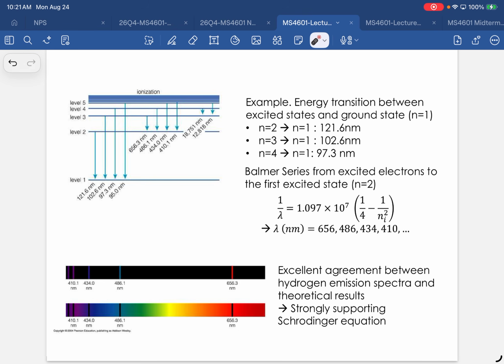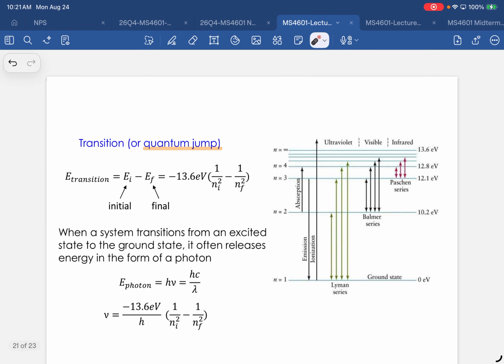Okay? So this is the Balmer series, and each of these is essentially called a different name. For example, when we talk about just the ground state, it's called the Lyman series. First excited state, Balmer series, and second excited state, Paschen series. Okay, we just named it this way.